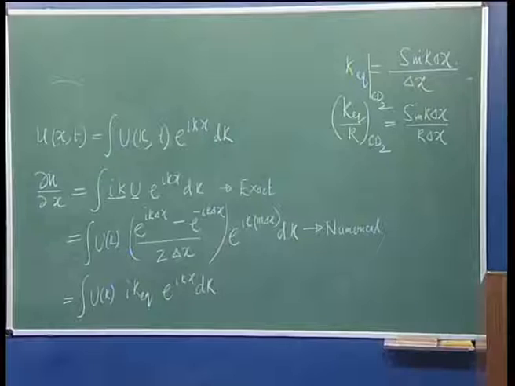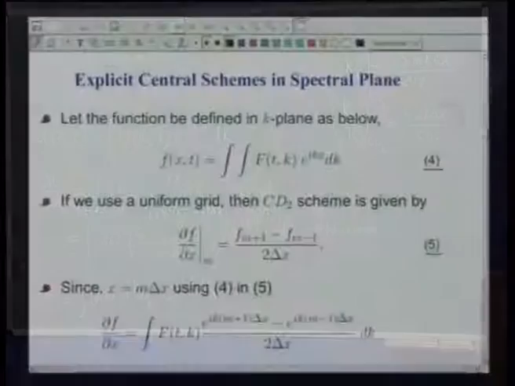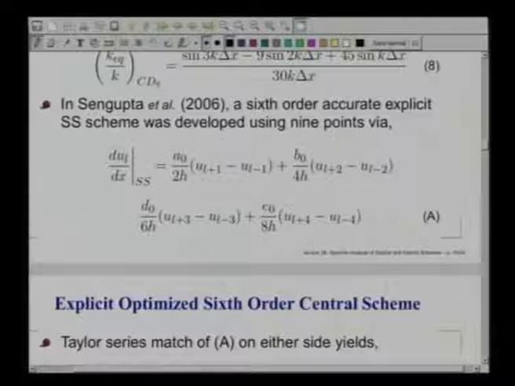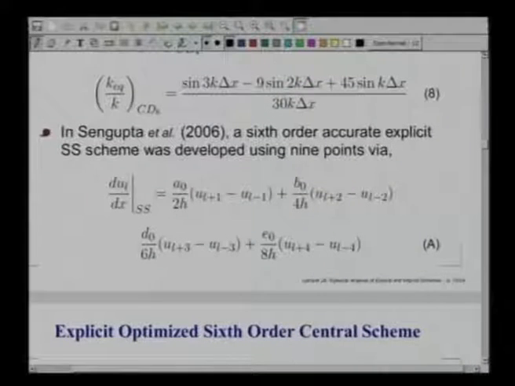Okay. So, we can carry on with this exercise for the CD 4 and CD 6 schemes, and what we notice is that we can get some expression for k equivalent by k for the CD 6 scheme given by sin 3 k delta x, etcetera, etcetera. That is given by your equation 8. So, we are collecting expressions for this in the k plane.